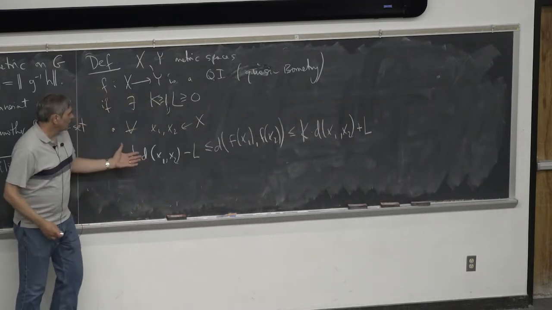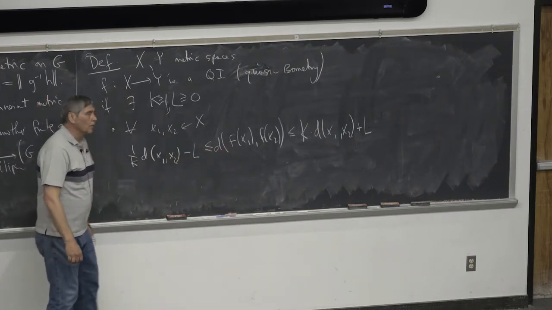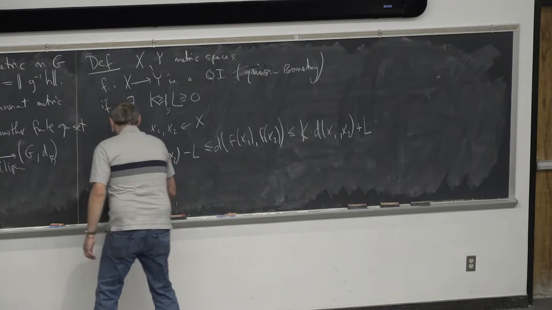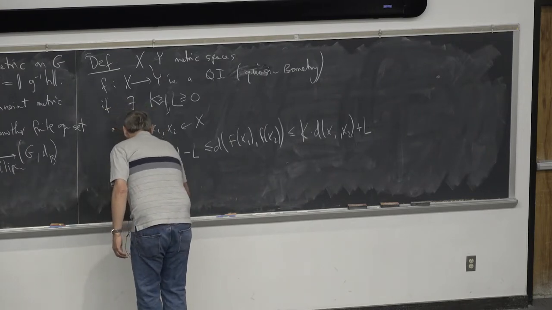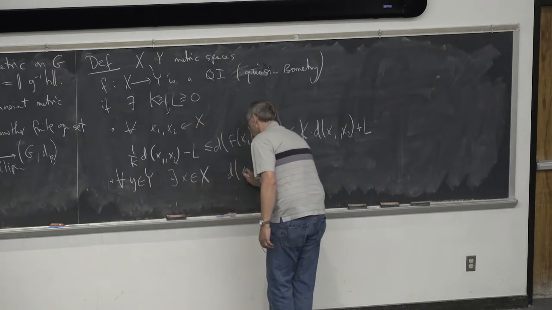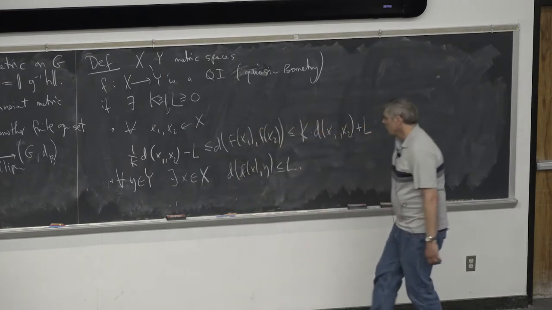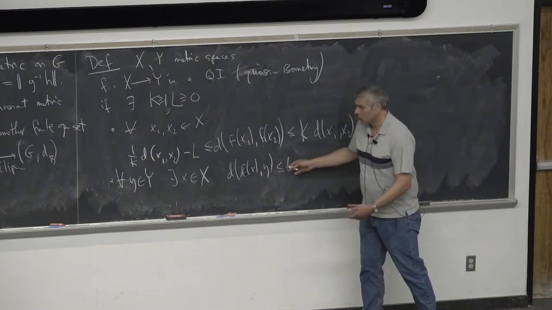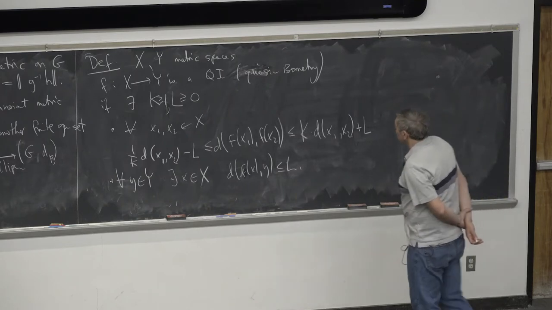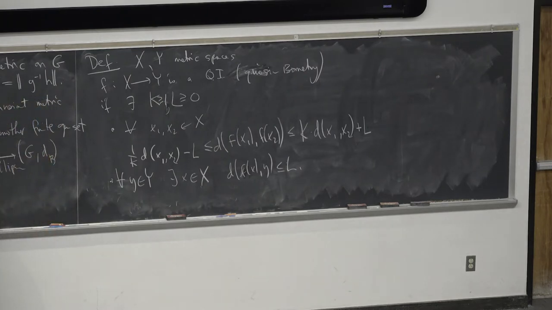Now, if I stop here, then you could get some kind of embedding. You don't know that you're covering the whole target. I want some condition that says that the map is onto, coarsely. So what does that mean? It means that for every y in the target, there exists an x so that the distance from f of x to y is less than or equal to l. Okay? So every point in the target is within some bounded distance of the image. So that's what a quasi-isometry is. And if you have two metric spaces that are quasi-isometric, we'll regard them as being the same. They're equivalent.